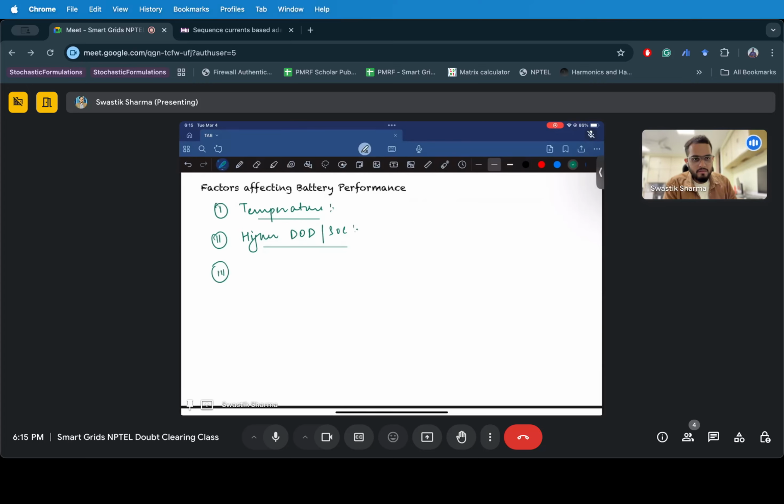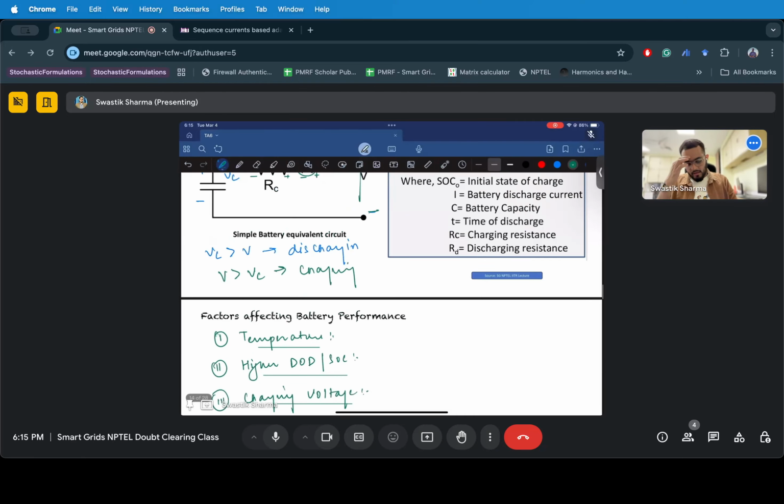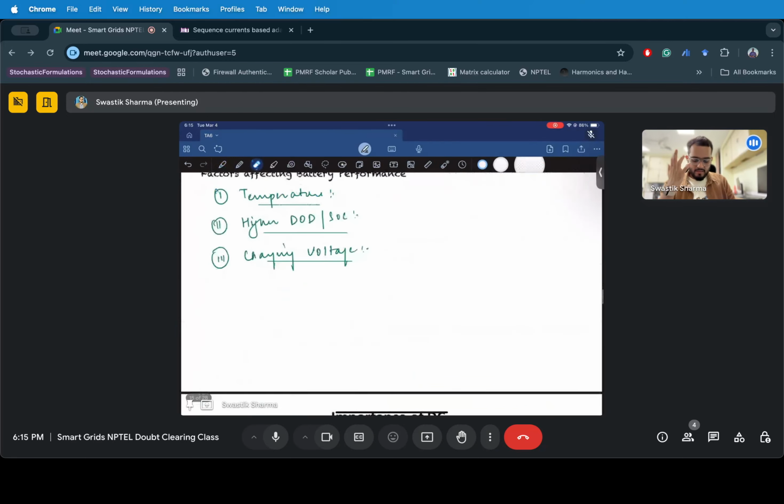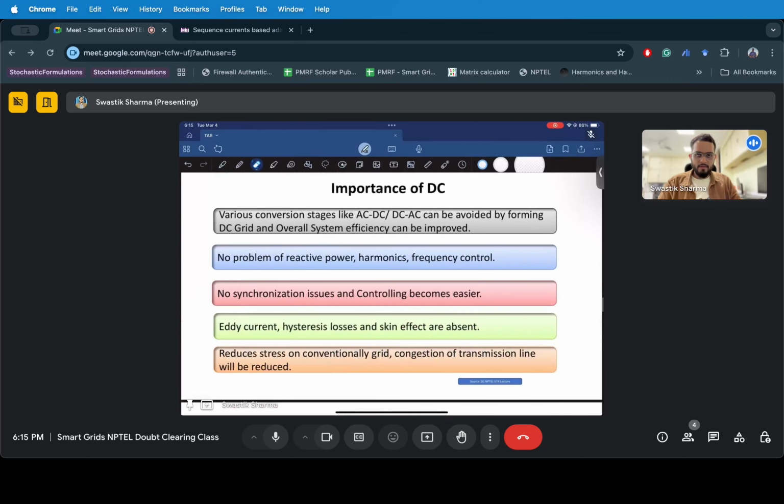Another factor is the voltage at which it charges. If you give it a higher charging voltage, it will charge faster, but then it will deteriorate faster as well, right? So there are other key performance metrics as well given in the slide. It's fairly self-explanatory, and the instructor has given it over there, so that's why I have not modeled it.